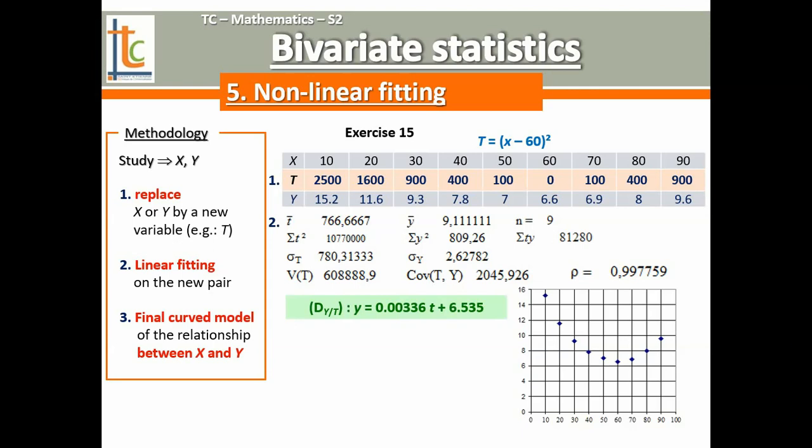Then we have to perform the variable change, or the change of writing in the expression, to obtain the expression of the correct parabola for the first graph that is here on the bottom right. So, 0.00436 (x minus 60) squared plus 6.535 is the expression of the correct parabola.